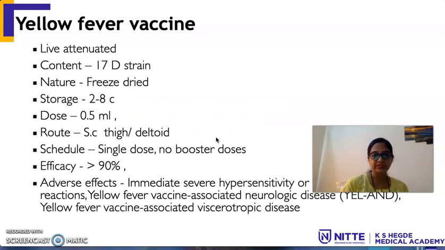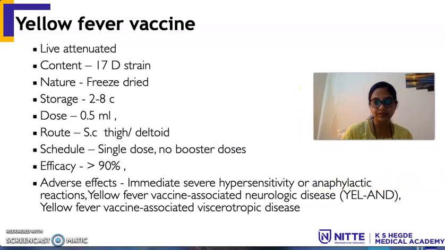The yellow fever vaccine is given to those who are traveling to countries where yellow fever is prevalent. It is a live attenuated vaccine given as 0.5 ml subcutaneously in the thigh or deltoid region. It's given as a single dose, and no booster doses are required. A certificate of yellow fever vaccination is mandatory, and the vaccine is taken at least 10 days before travel. The adverse effects of yellow fever vaccine can be immediate severe hypersensitivity, yellow fever vaccine associated neurological disease, or viscerotropic disease.